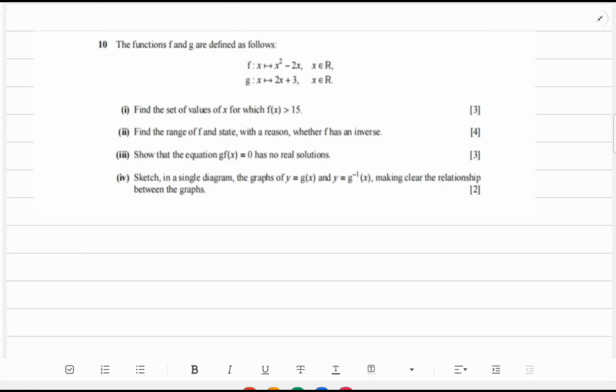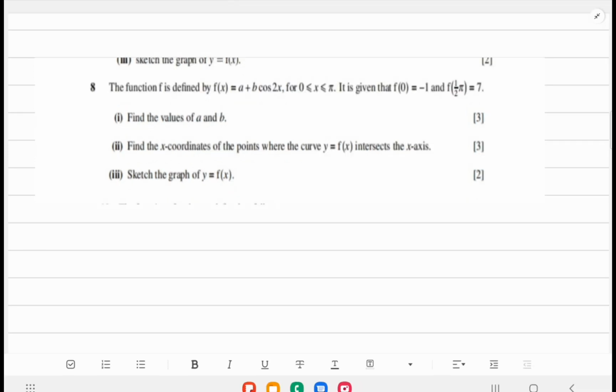You can also try this question as well. Pause the video, take a screenshot or image, and attempt this question as well. Finally, you can also do this question as well.